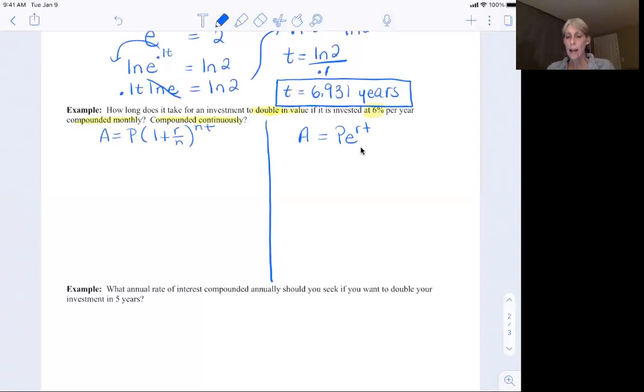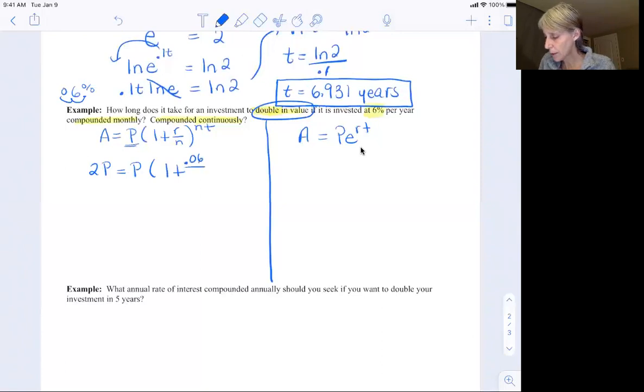All right, so now I have to figure out, how do I express double in value? They didn't give me a place to start with. I could use different numbers. However, it's a good idea to understand that if you start with P, any amount P, and you double in value, your final amount is going to be 2P. I'm at 6%. I'm compounding monthly.